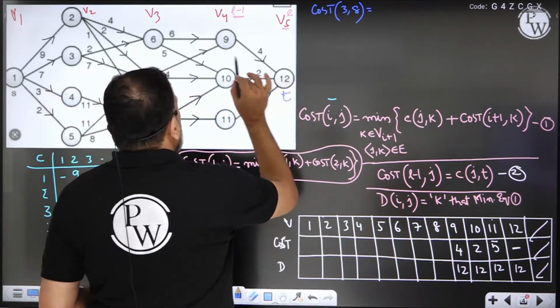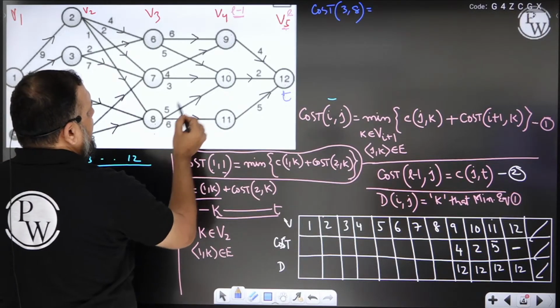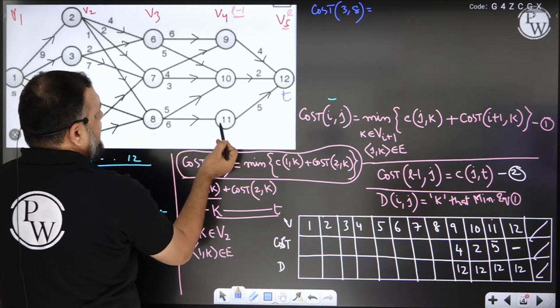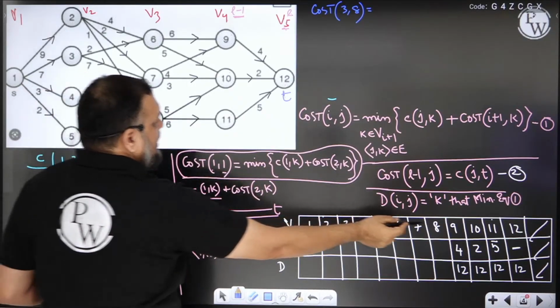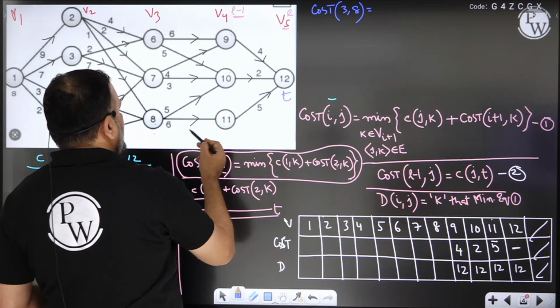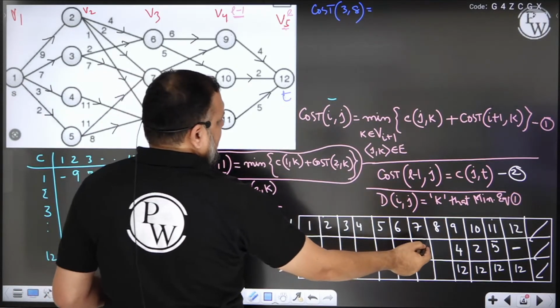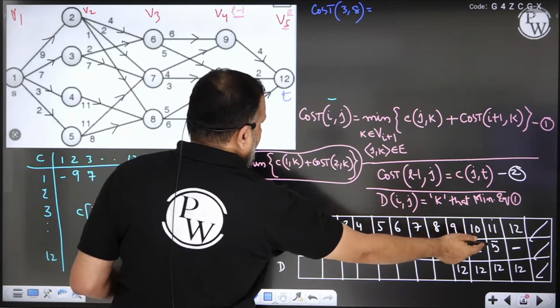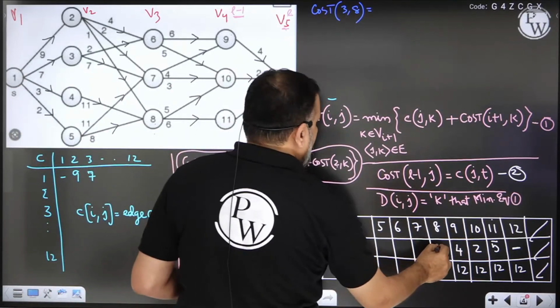Please observe, you can check directly from 8, there are 2 paths, 8 10 12, 8 11 12. इसका कॉस्ट कितना है? 5 plus, we have already computed the value of 10 as 2, 5 plus 2, 7. 6, this is 6. 6 plus, we have already computed 11 as 5, right? 6 plus 5, 11. So 5 plus 2, 7 is minimum. So I'll write it like 7 here.